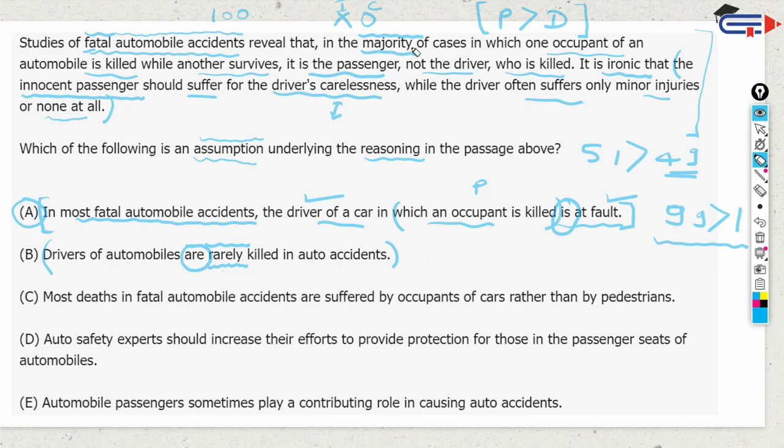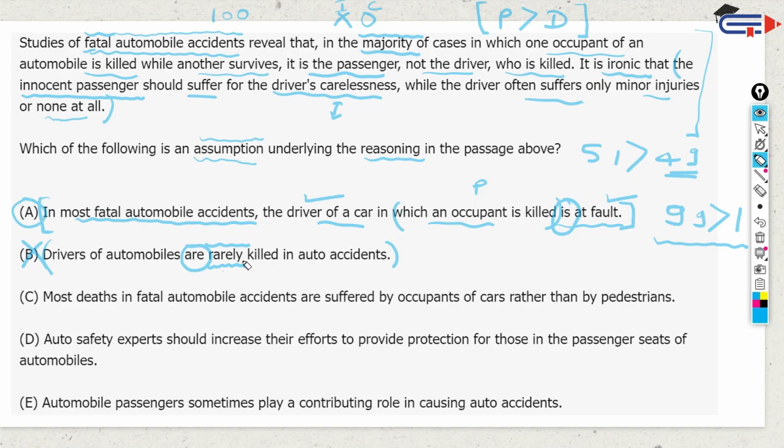Now the "more often" scenario is not consistent with this, because here they are talking about passengers dying more than drivers. But would the equally killed scenario have to be true for the conclusion to hold? It doesn't have to be true, right? So this is not a very extreme scenario, the negation of this also. So this is not an assumption. We anyway have a better answer choice.